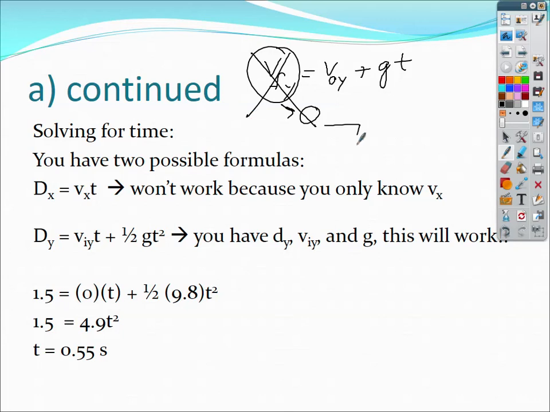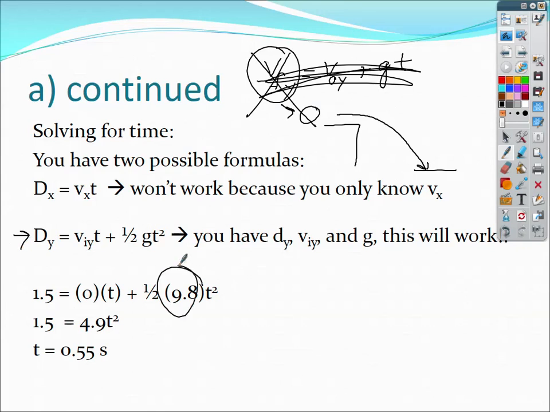Again, when we look at these problems, we're going to look at it all the way up to just at the moment it hits the ground. So it still has a velocity as it hits the ground. So this equation will not work to figure out time. So be careful there. The final y velocity is not equal to 0. Okay. So I'm going to use the second equation. And you can see I just plug everything in. 1.5 equals 0t plus 1 half 9.8 t squared. 1.5 equals 4.9 t squared. T equals 0.55 seconds.